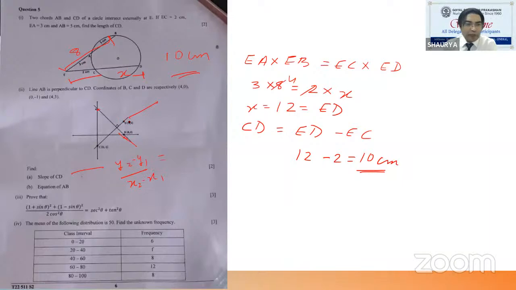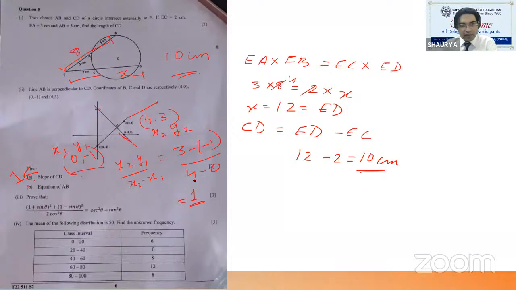We already have 2 points. I think it's 4, 3, that is point D. And this point is 0, minus 1. It's our choice which point to call x1, y1 and which to call x2, y2. I have taken it arbitrarily. So y2 is 3 minus y1 is minus 1, upon x2 is 4 minus x1 is 0. 3 minus minus 1 is 4, upon 4. 1 is the answer. So the slope of CD is plus 1.